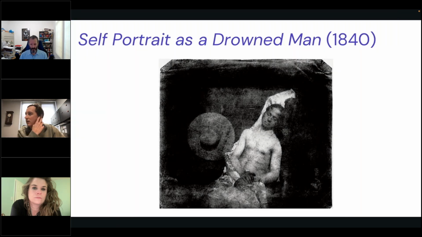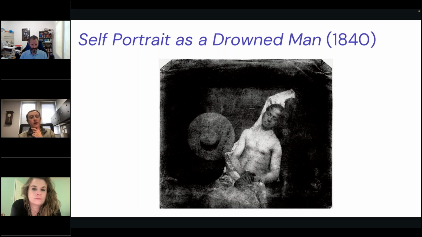So we typically don't think of the early camera as being something that is easily malleable, but it turns out from the very beginning it was. So here in front of you is the first fake photograph ever produced, Self-Portrait as a Drowned Man. It appears in 1840, and remarkably, it is produced by one of the inventors of the camera. And it has an interesting backstory.